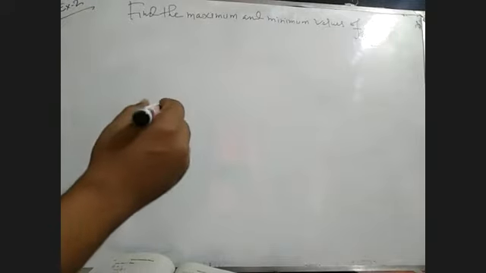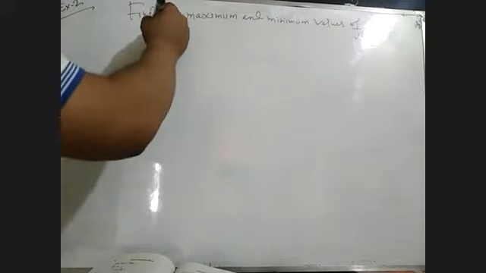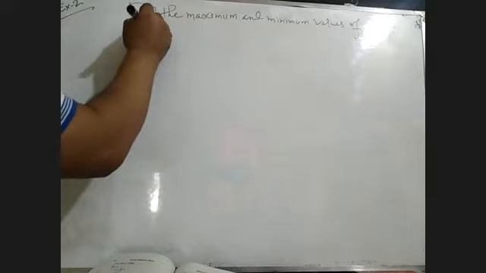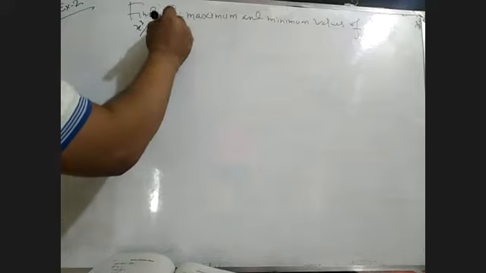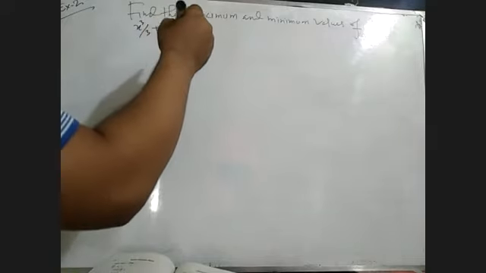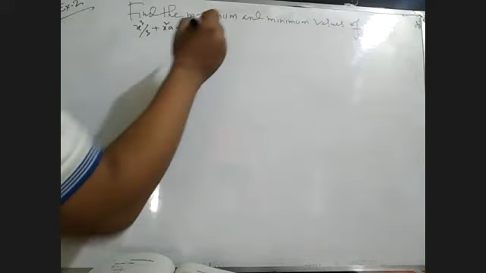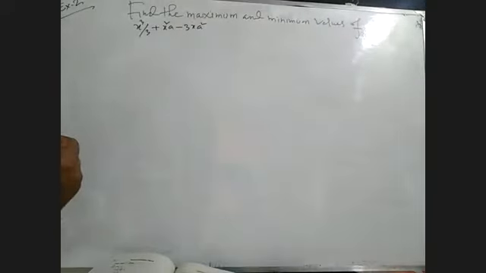Okay, now another example. Example 2. We have to find out the maximum and minimum values of x cube by 3 plus x square by 2 minus 3x square. How to find the maximum and minimum values of this? Solution.